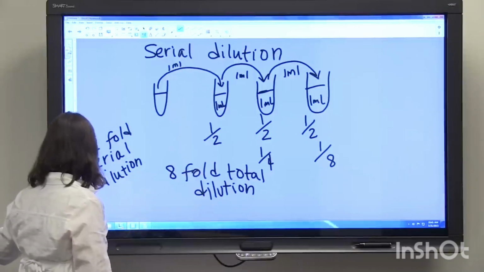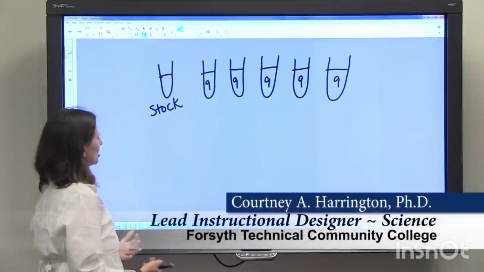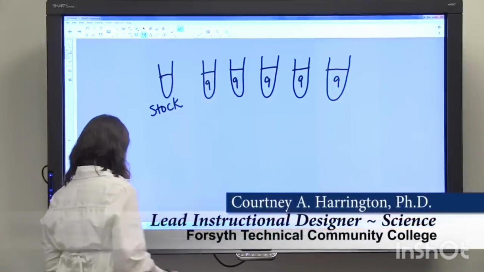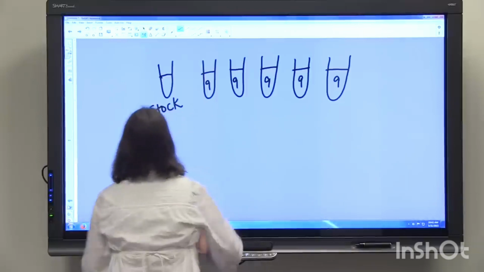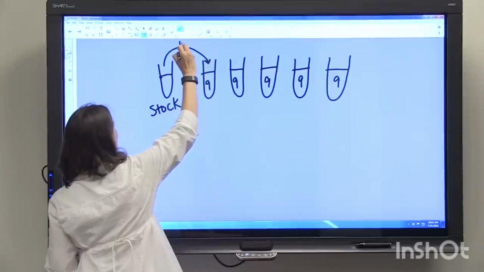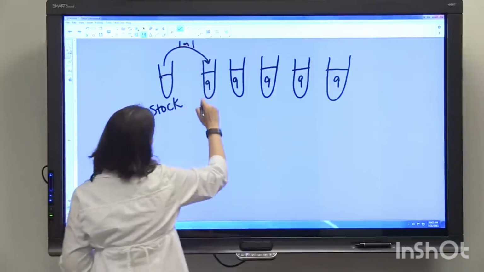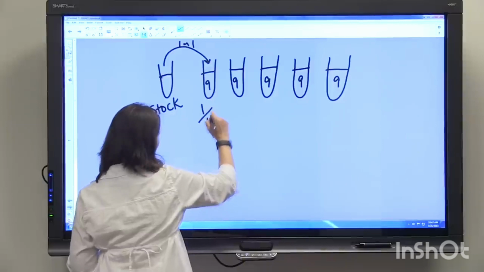And I'll give you one more example of this because it's a little more complicated than a simple dilution or a dilution series. So here we have a stock solution, and we're taking 1 ml of stock solution and adding it to 9 mLs. So we're diluting that 1/10.